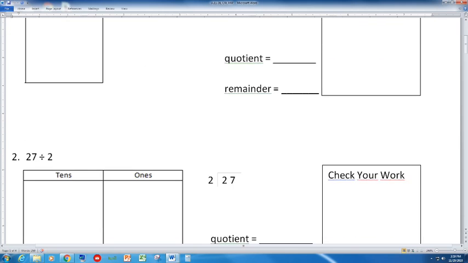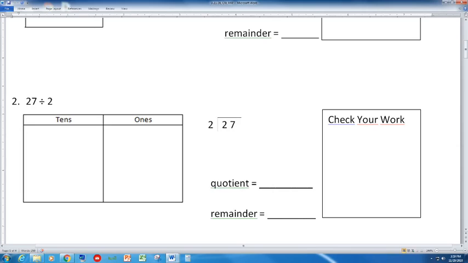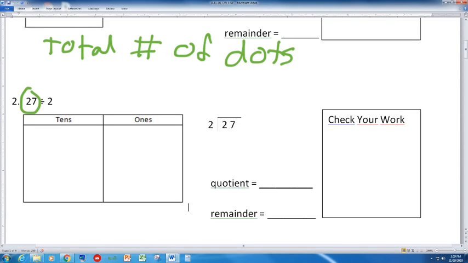So we'll go on to do one more problem. Number 2, same idea. So 27, this is our total number of dots. But this time we're going to split it up. In a place value chart you see a tens and ones. Our 2 is our tens place and our 7 is in our ones place. So we're going to put 2 dots in our tens place and 7 dots in our ones instead of drawing 27 total dots.